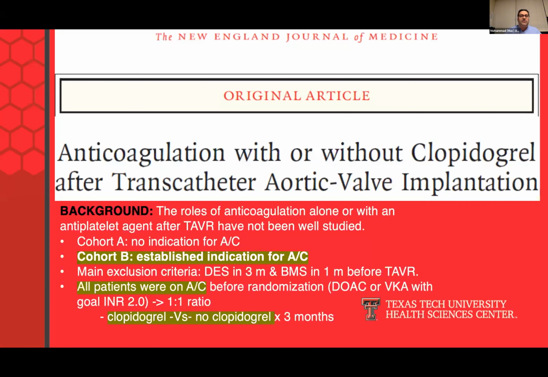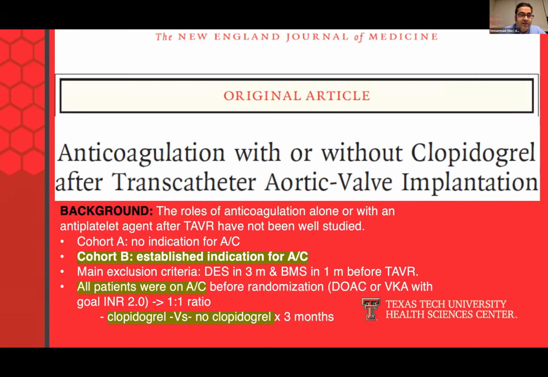Now, this is another trial. It is currently similar, but a different cohort. Anticoagulation with or without clopidogrel, published in the New England Journal after TAVR. The background was the role of anticoagulation alone, with or without an antiplatelet agent. So cohort A we talked about, which was no indication of anticoagulation. This is cohort B that established the indication, those patients that already have an established indication of anticoagulation. And the main exclusion criteria was drug-eluting stents within 3 months and bare metal stents within 1 month before TAVR.